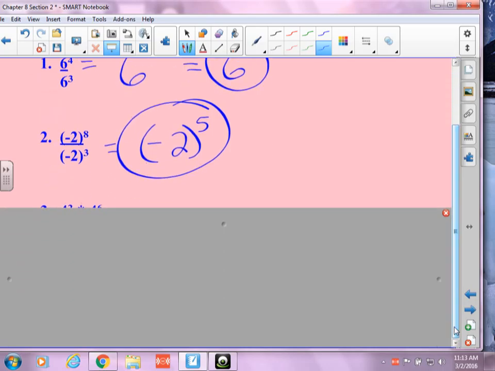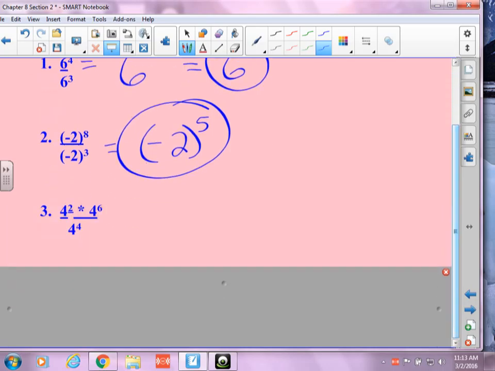Okay? When you do this next one, you're going to need to combine a little bit. So it's 4 to the 8th over 4 to the 4th. So you need to combine first, bring it together, and then subtract. So it's kind of like combining like terms when we had algebra.